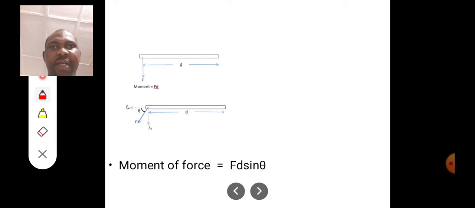So we have two diagrams now. In the first diagram, we see a force acting downwards, and we see the perpendicular distance. So moment is force times perpendicular distance.